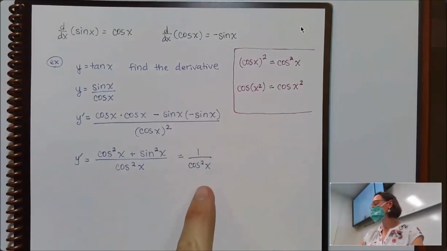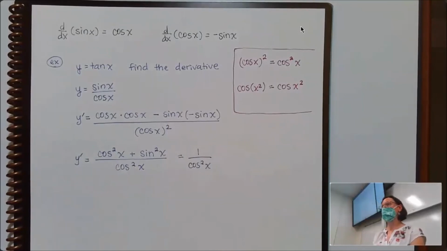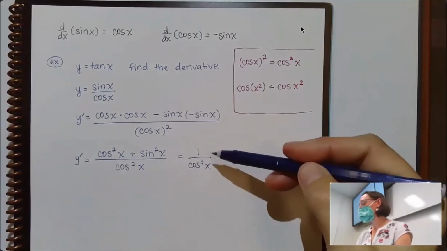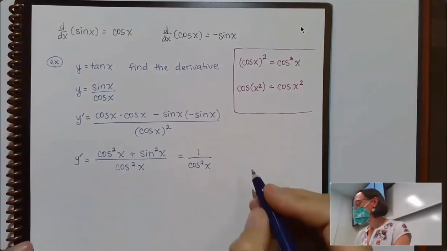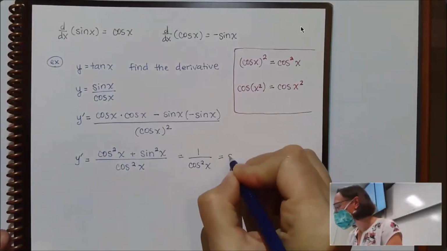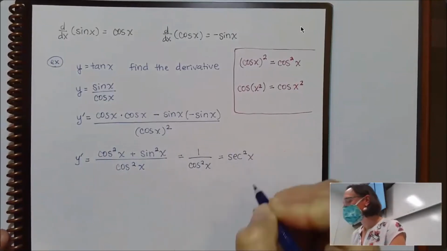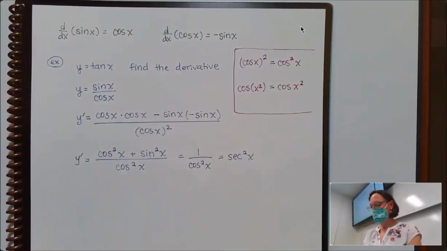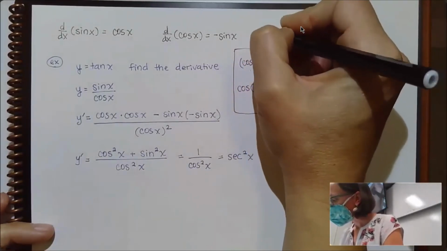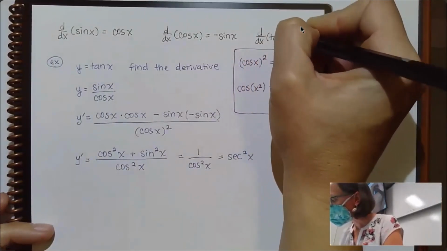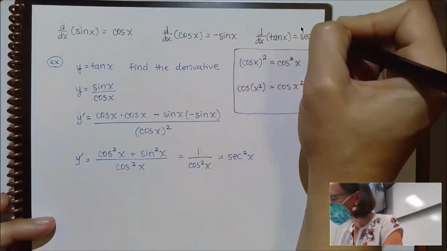This, by the way, is not how the derivative of tangent is going to be written in any textbook or reference guide, because 1 over cosine is secretly secant. So this gets written as secant squared x. So in terms of adding to your list of stuff to memorize, the derivative of tangent of x is equal to secant squared x.